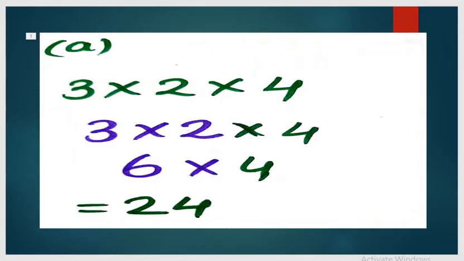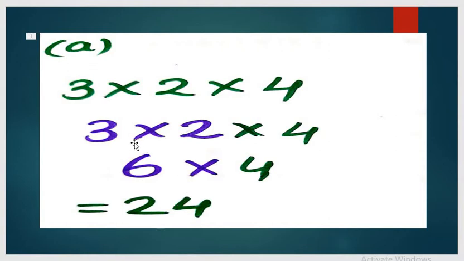So now let's check question number 1. What is question number 1? 3 multiplied by 2 multiplied by 4. First of all we multiply 3 by 2. 3 2s are 6. Then multiply by 4. So 6 4s are 24. 6 1s are 6, 6 2s are 12, 6 3s are 18, and 6 4s are 24.